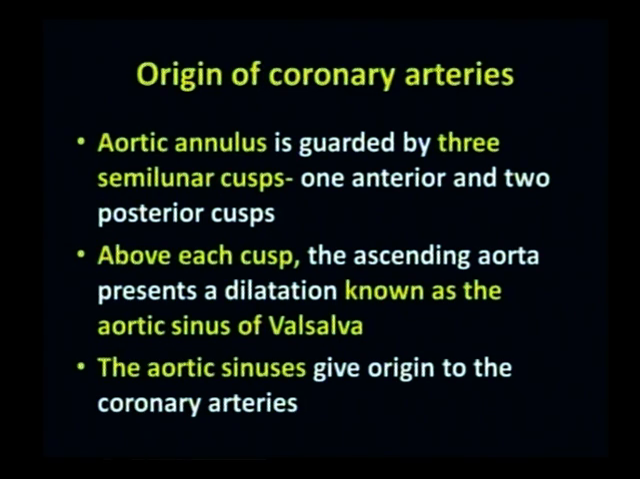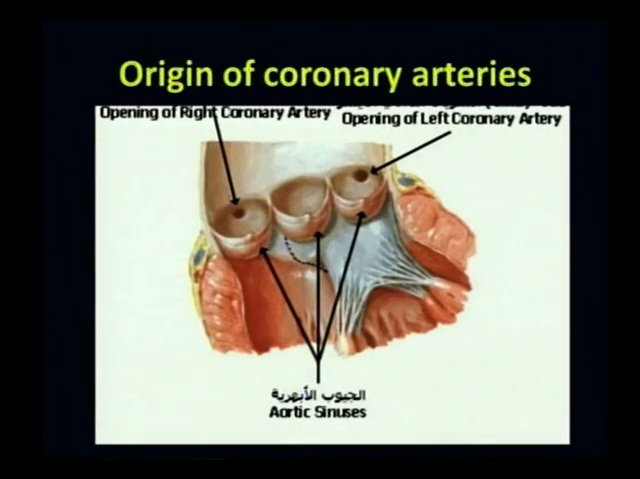The aortic sinuses of Valsalva we are seeing in this picture. In this picture, you are seeing the three cusps of the aortic valve, one anterior and two posterior, and above the anterior you see the opening of the right coronary artery. Above the left posterior you see the opening of the left coronary artery.